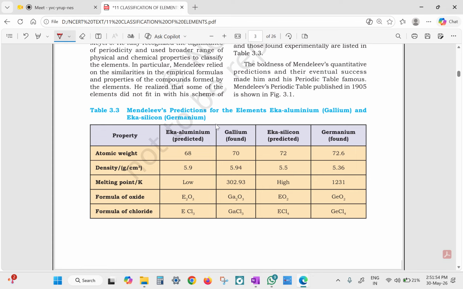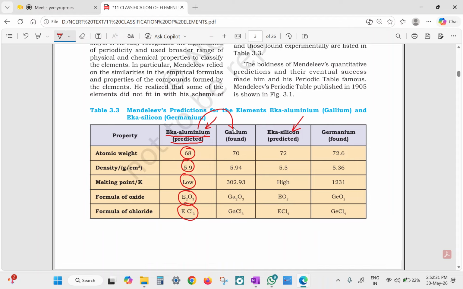And as I said, some of the places were left empty, because at that time Mendeleev did not have an element corresponding to that atomic mass and that property. So he left out empty places and he called the element Eka aluminium and he could propose the properties. He predicted that the element would have atomic mass 68, would have density so much, would have low melting point, would have E2O3 type of oxide and ECl3 type of chloride.